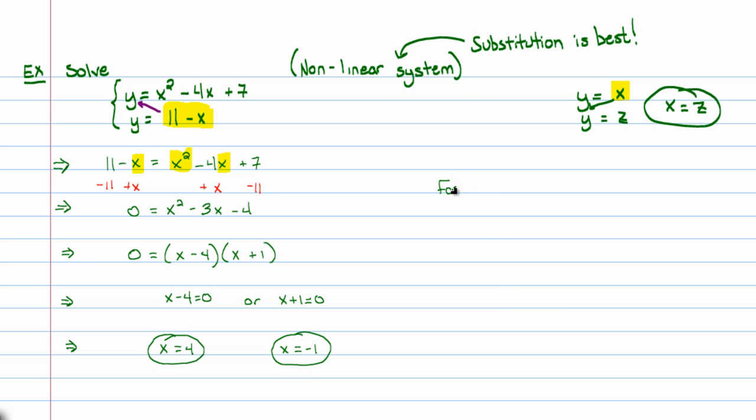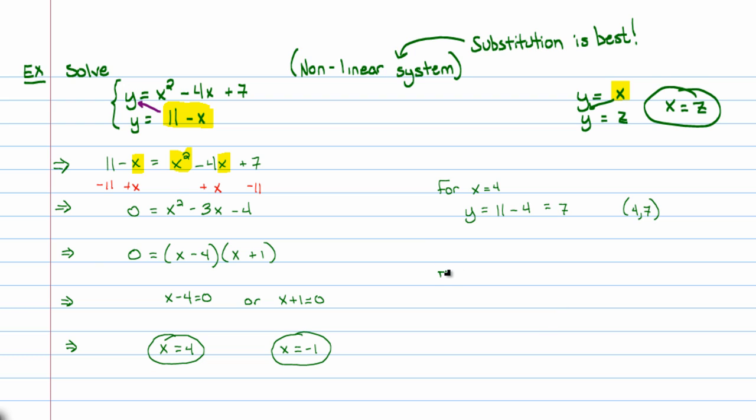One is for x equals 4. We're going to go back to either of the original equations, either the first one or the second one, and trust me, the easier one is the second one. We can plug in x equals 4 to that to find out what y is. And 11 minus 4, we get that y is 7. So here's one solution, x equals 4, y equals 7.